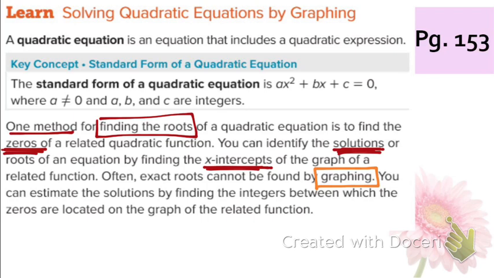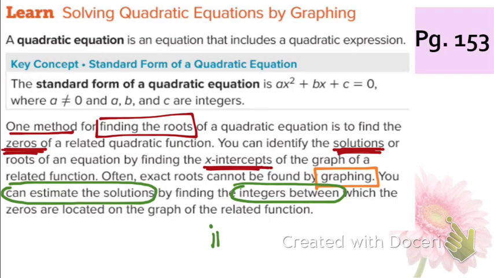Sometimes when we graph a quadratic equation, it doesn't cross nicely. I didn't give you any examples like that on the bell work, but it's not going to cross at a whole number. If that's the case, then we're going to need to estimate the solutions by finding the integers on either side of it. What are integers? Whole numbers.